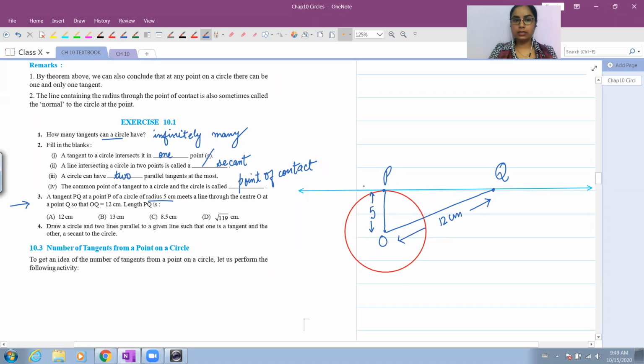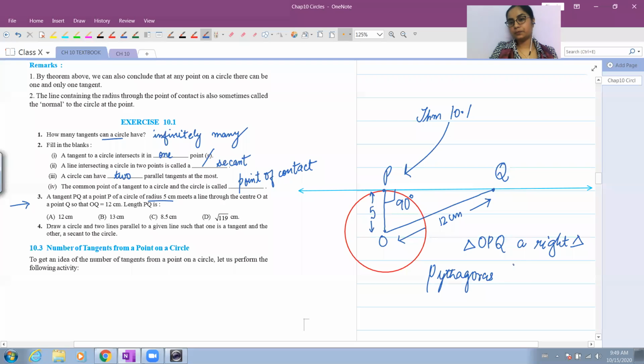What else do we have here? That is given in the question. Apart from this, what do we know? The theorem that we just did, theorem 10.1, using that the angle at this point of contact will be 90 degree, which makes triangle OPQ a right triangle. And now you can use Pythagoras theorem in order to find out PQ. So PQ comes out to be root 119 centimeters.